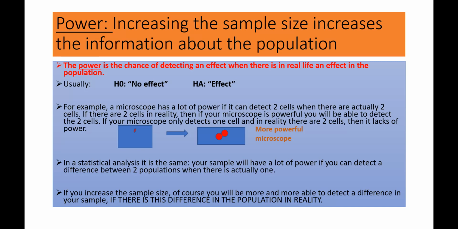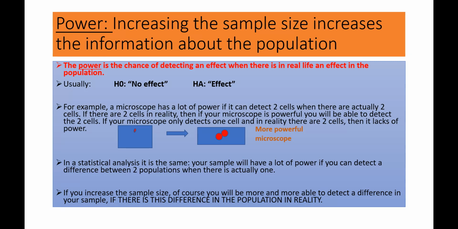Your sample will have a lot of power if you can detect a difference between two populations when there is actually one, okay? But when there is no difference, we don't care. There is still a power. It's just that in the power calculation, we imagine that there is a difference between two populations. What is the probability of detecting that difference with 20 people in each group? What is the probability of detecting that difference with 100 people in each group?